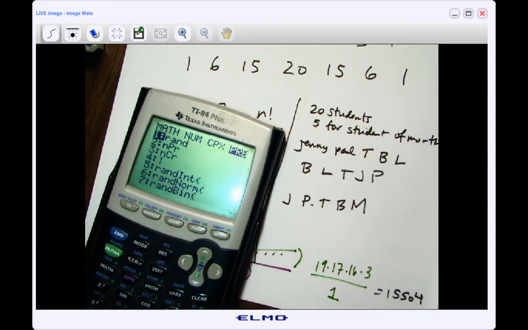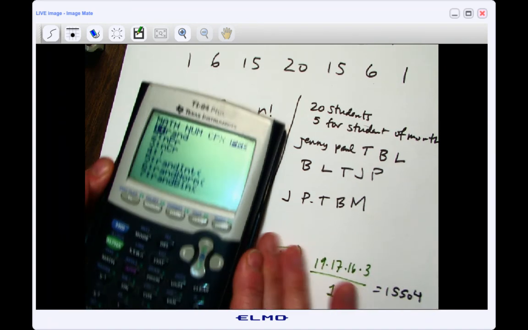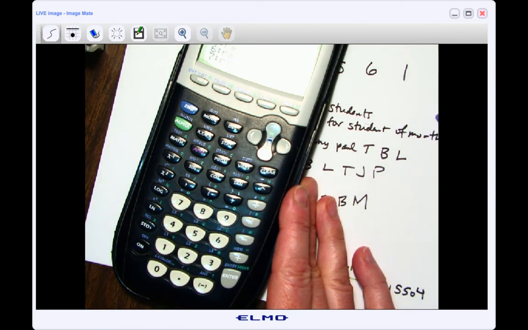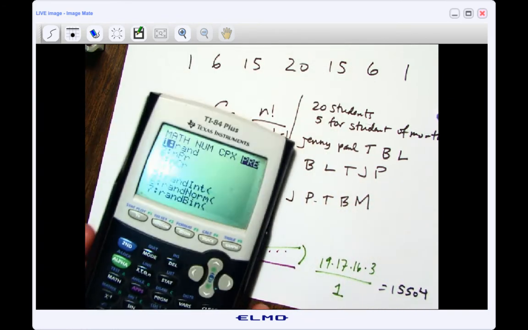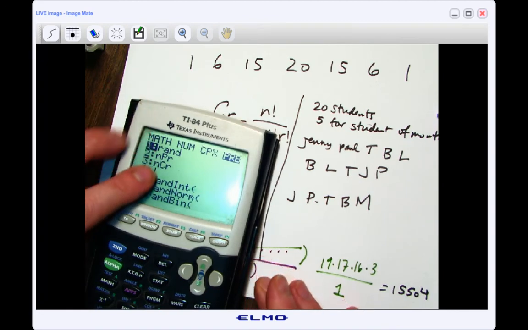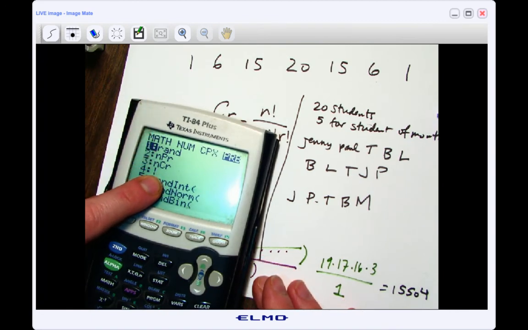So again, if you can't find it, do what I did. I just played around till I saw it. Or you can go to your catalog: you do your second catalog, and you can scroll down to the Ns or type in an N, and it'll put you down there so you can quickly find the one you're looking for. But there it was. And it also has factorial. Do you see that?